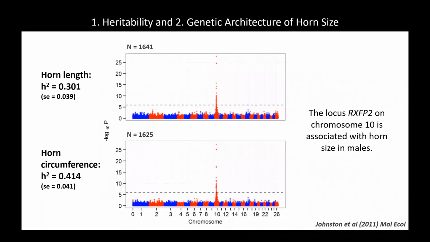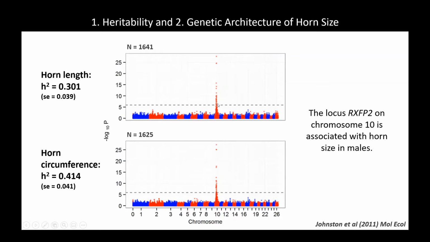So to show this in practice, here is the heritability and a genome-wide association study looking at both horn length and horn circumference within this population. So we find that both of these are heritable, so about 30% of the variation in horn length and 41% of the variation in horn circumference is due to genetic effects, so it is heritable. And then here is the results of our genome-wide association study. Each point indicates a different SNP, and on the y-axis this is essentially a measure of significance of each of these SNP models. Anything that goes above this dashed line is significantly associated with horn size.